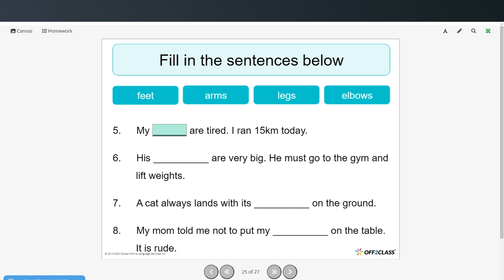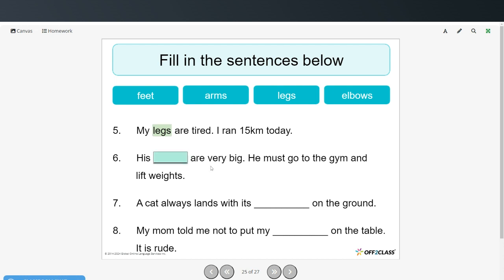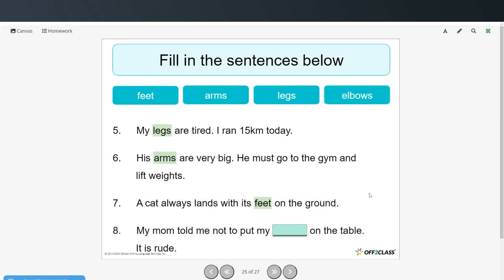Okay, here are the answers. My legs are tired. I ran 15 kilometers today. His arms are very big. He must go to the gym and lift weights. A cat always lands with its feet on the ground. And my mom told me not to put my elbows on the table. It is rude.